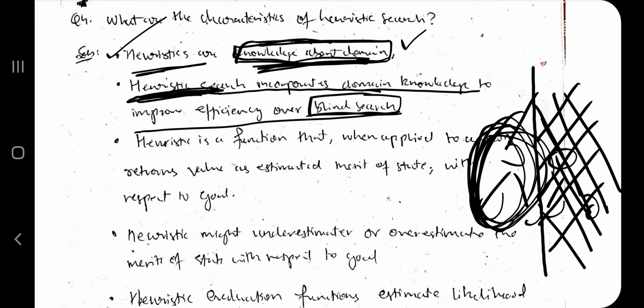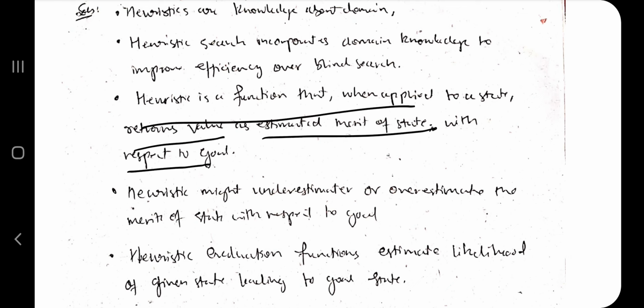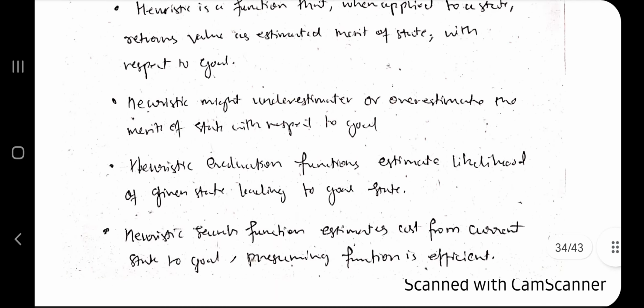Okay, so blind search is BFS and DFS, and heuristic search is non-blind search, which means informed search. A heuristic function, when applied to the state, returns the value estimated as the merit of the state with respect to the goal. When we apply the heuristic function, we get to know how close we are to the goal. That is the merit of the state. What is the state and how close is it to the goal? The closer it is to the goal, the more merit the state has. Okay, that's what is there in the third point.